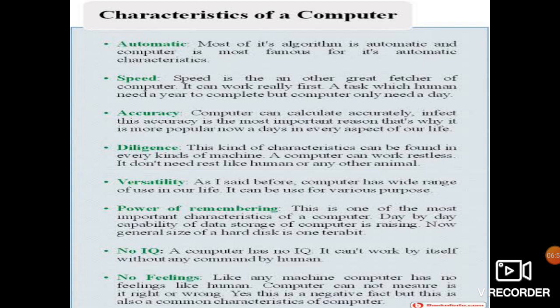Now the power of remembering, as computer has got its own memory, so it can store data for present use also or for future use also. No IQs. Now the very important thing is that computer doesn't got its own IQ. It can't work by itself without any command by human. So for making computer to work as it is a machine, we have to first instruct it and then only it will work.